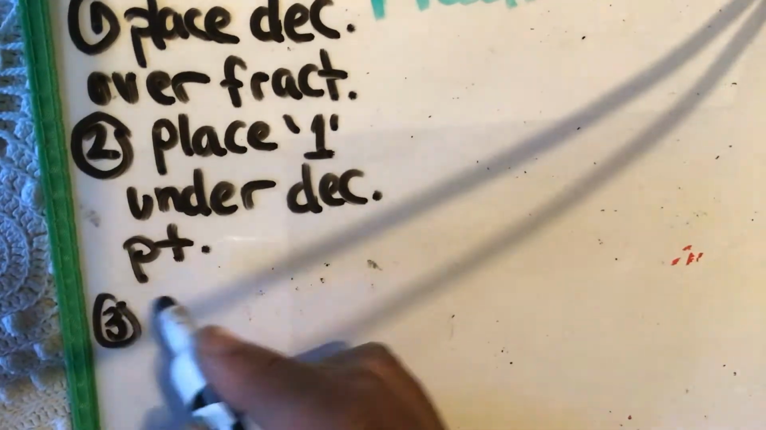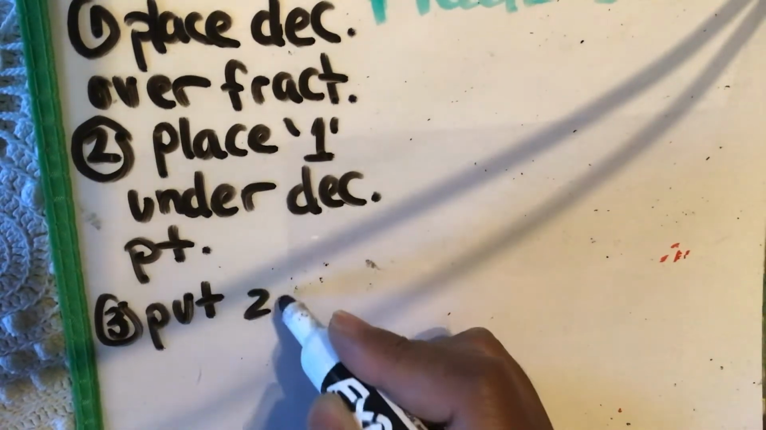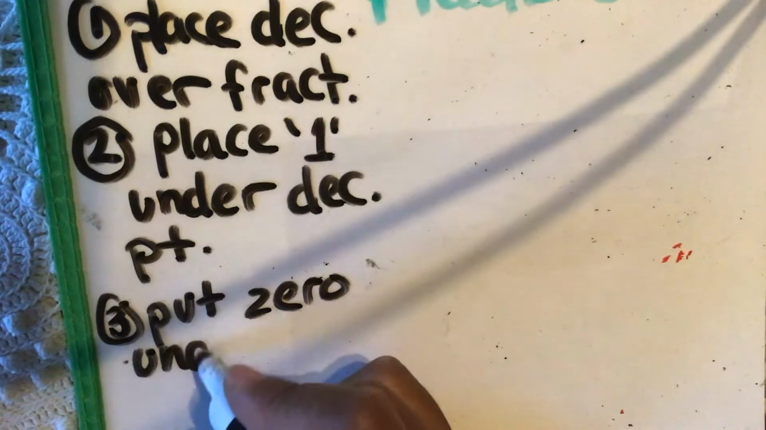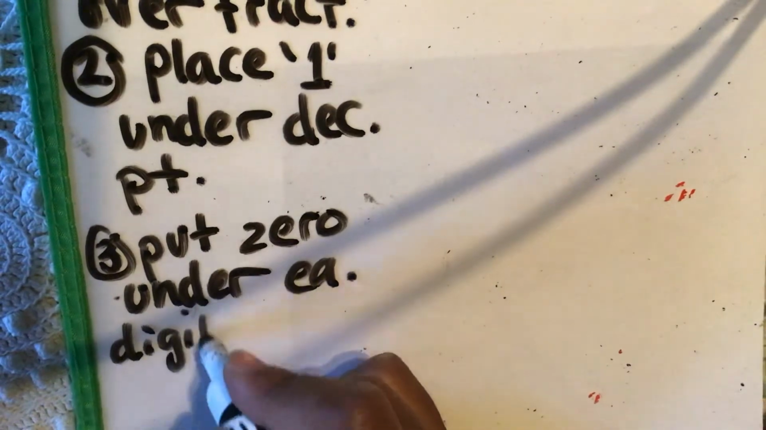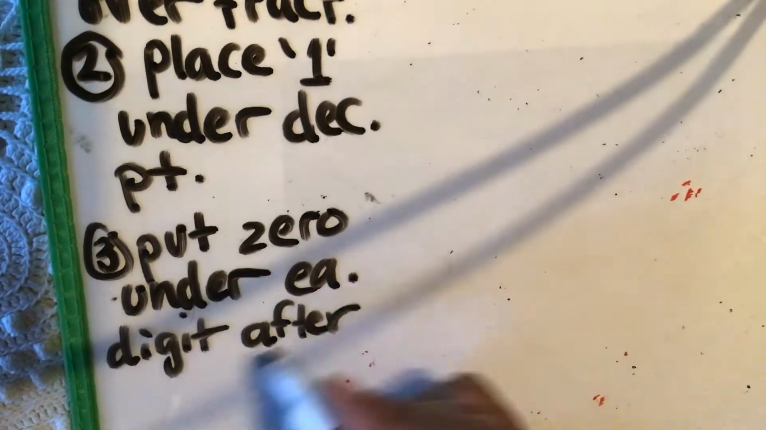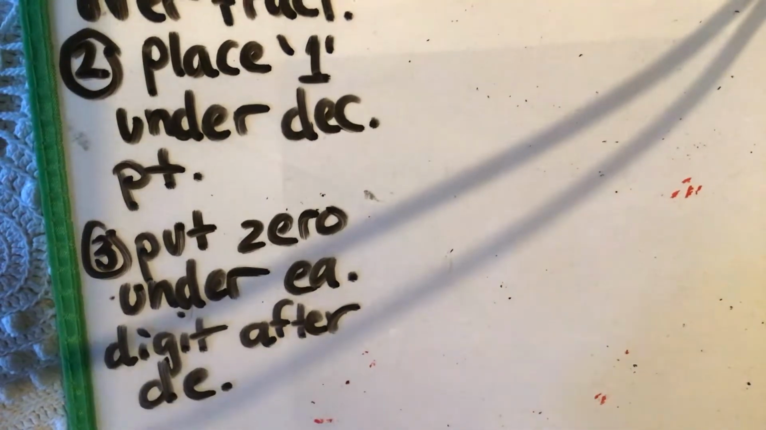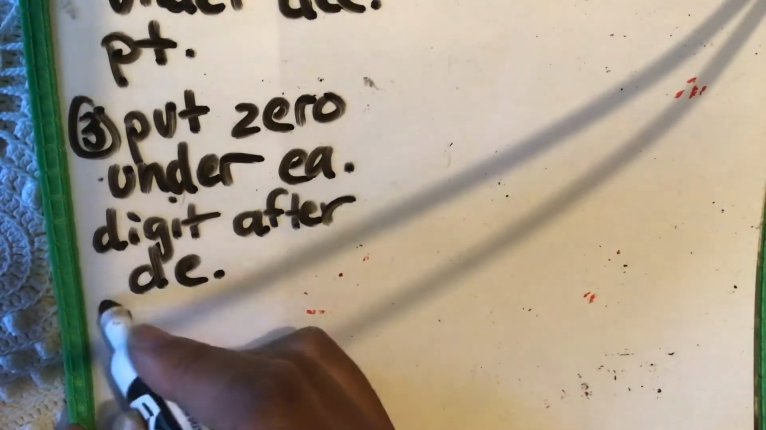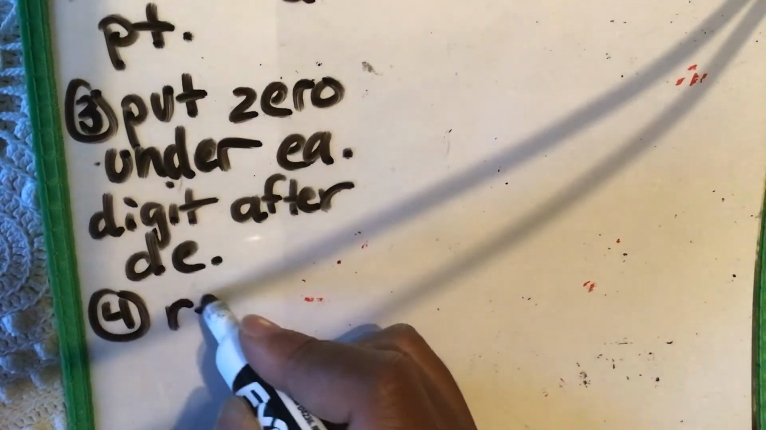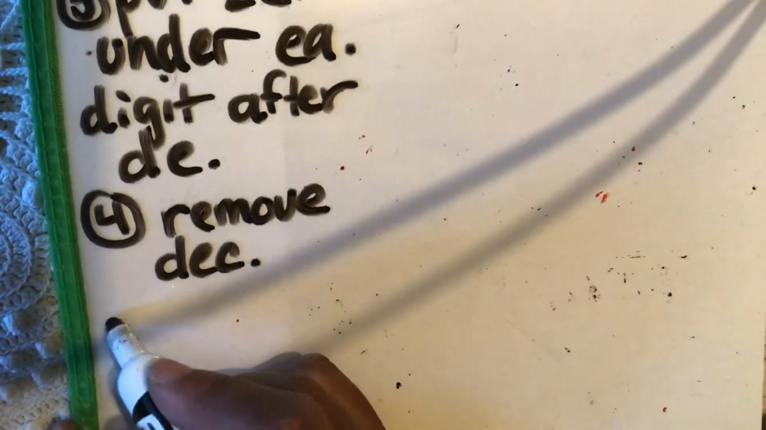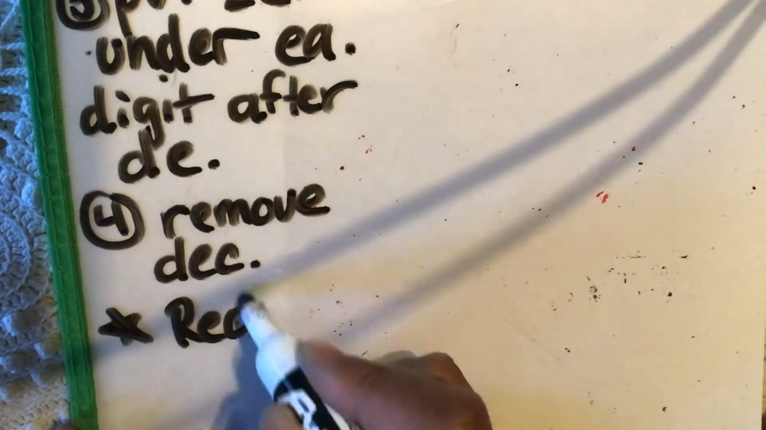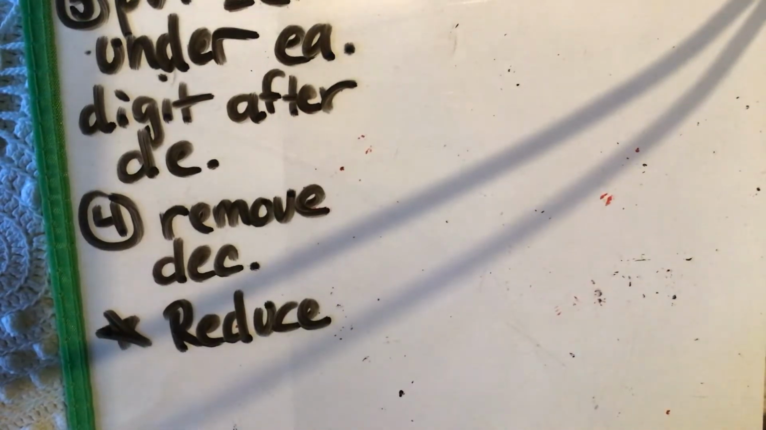Step 3, you're going to put a 0 under each digit after the decimal, and that's very important, only after the decimal. And number 4, you're going to remove your decimal. Obviously, if possible, you're going to reduce your fraction. You may need a calculator for your reducing, so make sure that you have that ready to go.